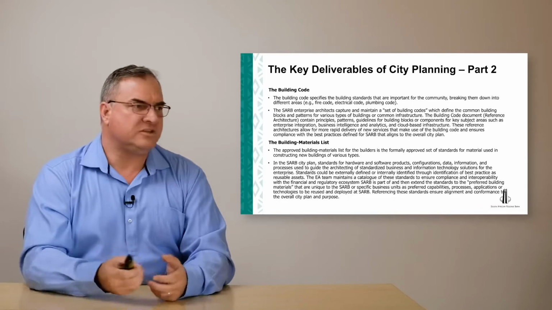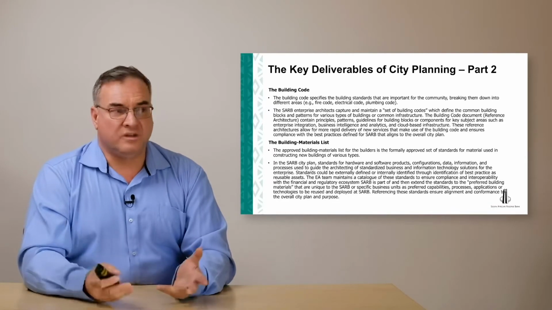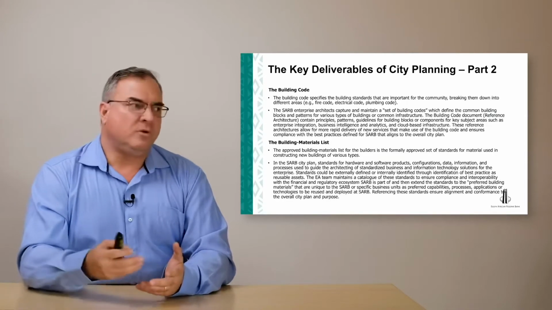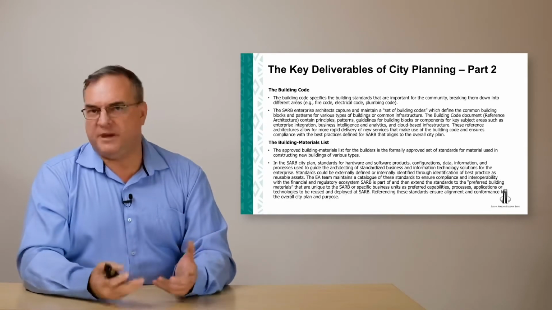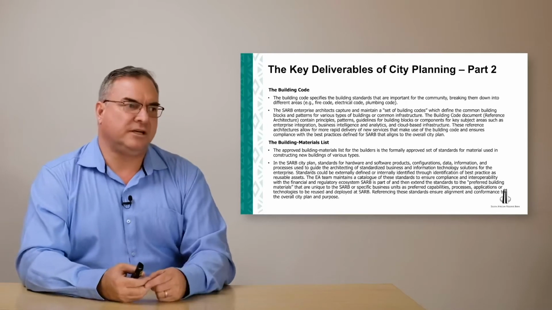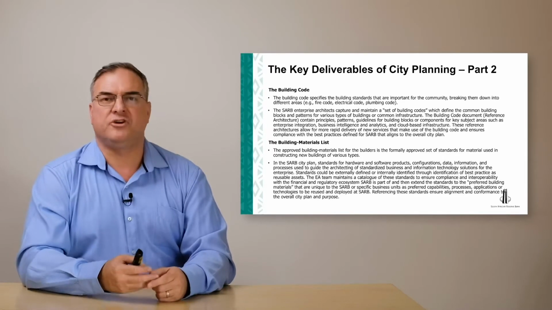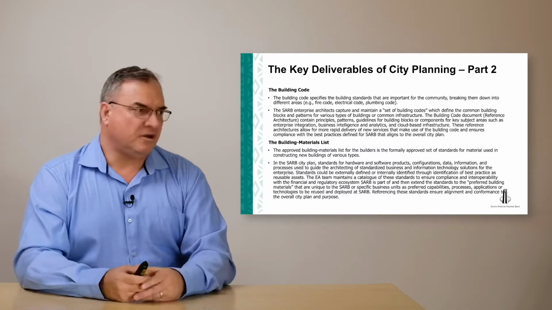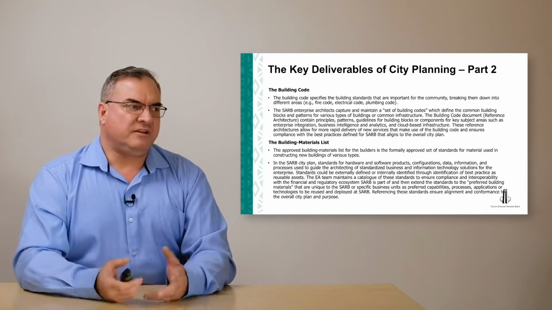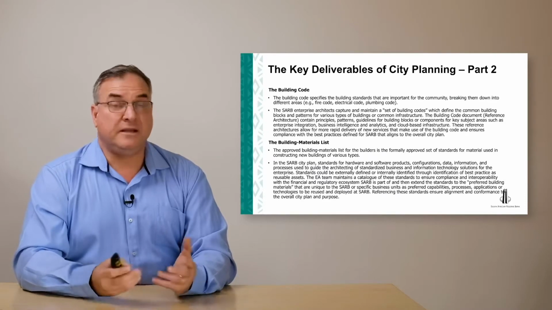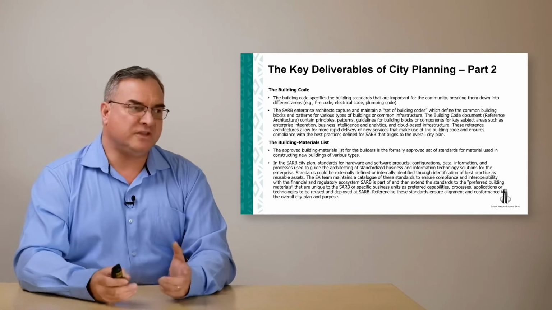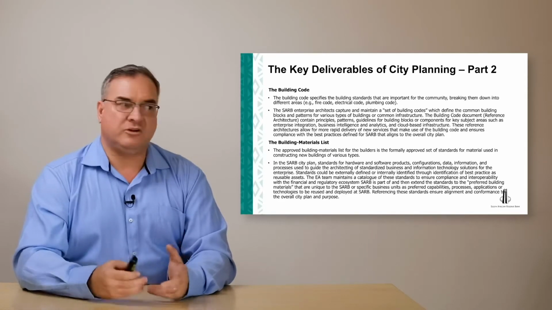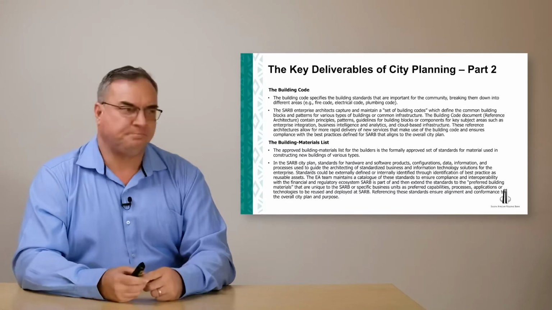So new services that make use of the building code can be more rapidly deployed, and they would also be compliant with the best practices that we've established and ensure alignment across the city. The building material list, the last component, is really a set of approved materials for the builders. It's formally approved and it sets standards for the material used in constructing new buildings of various types.